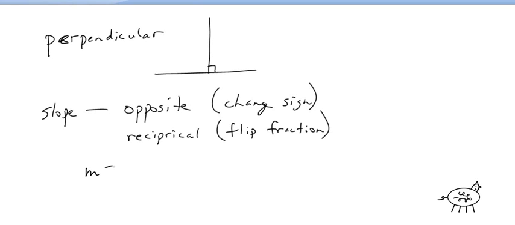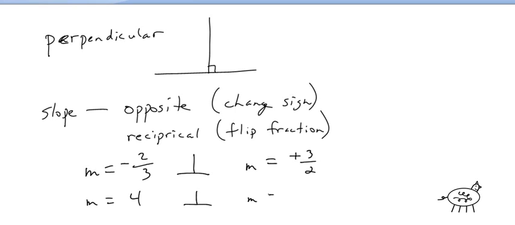If I told you the slope is negative 2/3, and it's perpendicular to a slope of what? Well, again, opposite, so that means you change the sign, so it's positive. So I'll just put a plus here, even though we usually don't put a plus. And you flip the fraction, so positive 3/2. That's easy. Slope is equal to 4. Perpendicular means the slope is negative. You flip the fraction, 4/1, you get negative 1/4. Okay? Pretty easy.